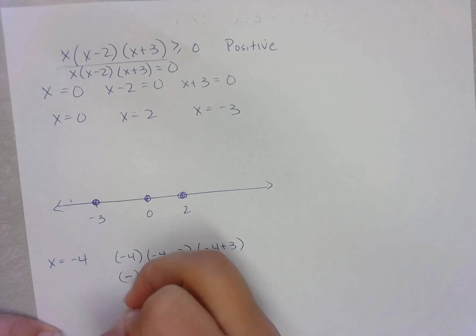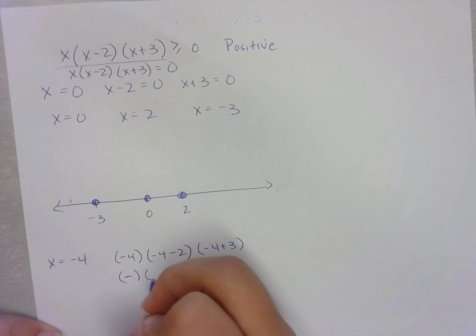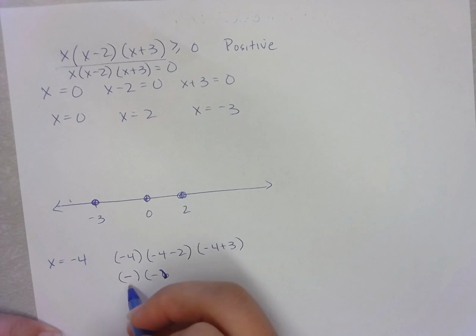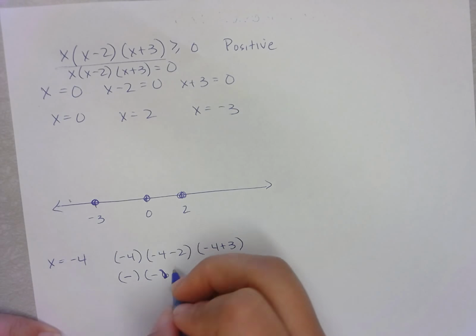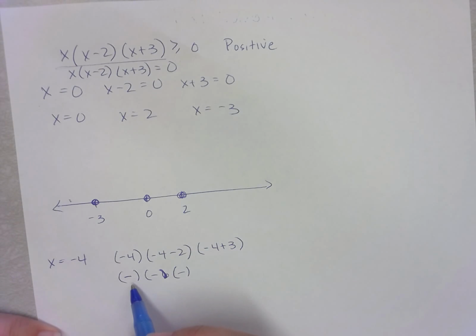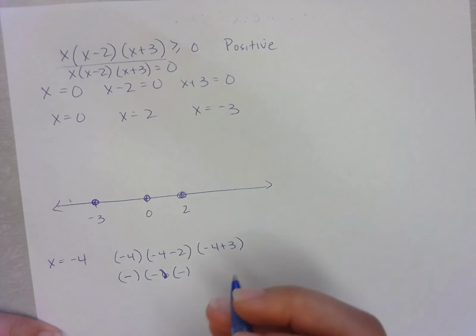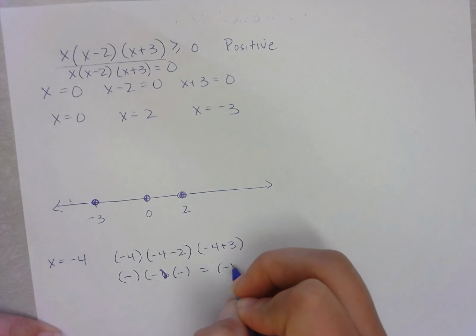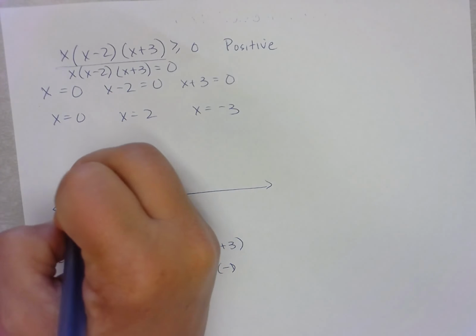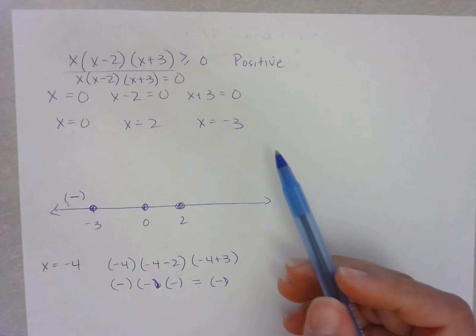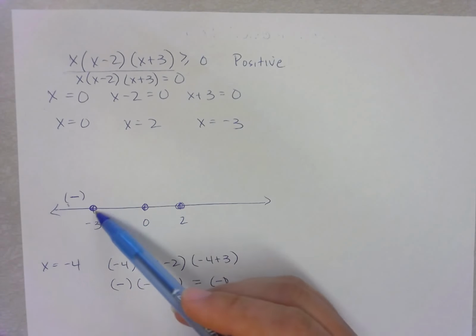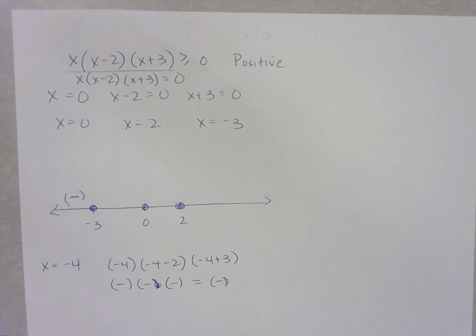So this is going to be negative, right? That's negative 4. This is also going to be negative. I'll just leave off the 6. It's negative 6, but all I care about is it's minus. And then negative 4 plus 3 is also negative. And when I multiply a negative times a negative times a negative, I get a negative number. So I'm going to put the minus up here. That's the sign of my value. That is not what we're looking for, right? So this interval here is not part of my solution.